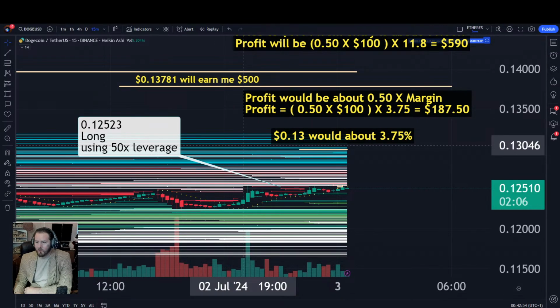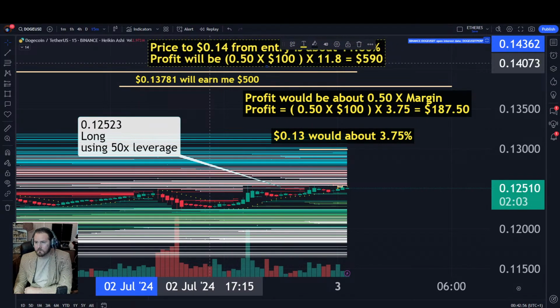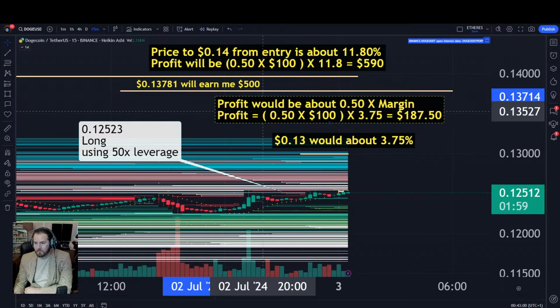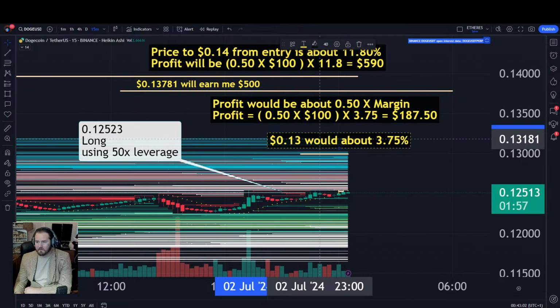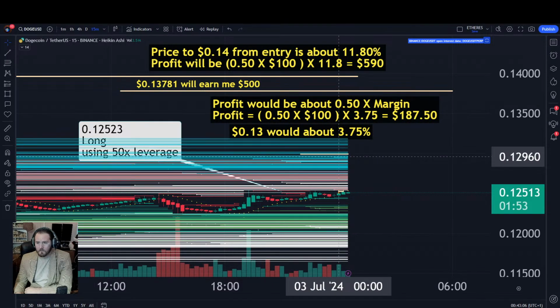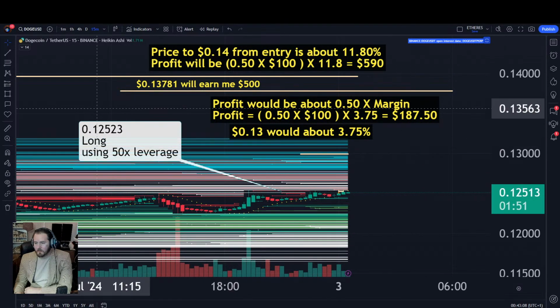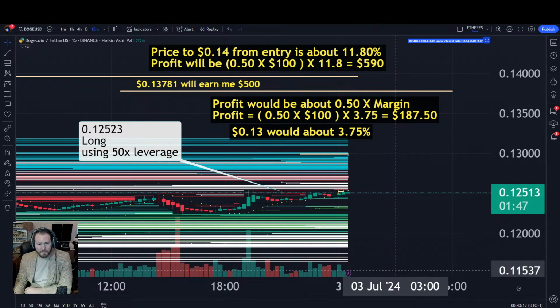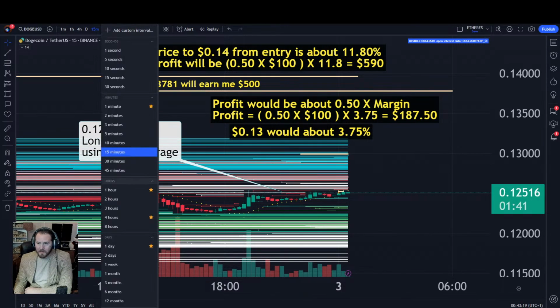So 13,781, I'm at $500. At 14 cents, I'm at $590. If I wait and take profits at 13 cents, I'll earn 187. What's the likelihood that we go up and hit these take profits before coming down to my entry or liquidation? Well, coming back to entry is going to be super high. Why do I say it could be super high?